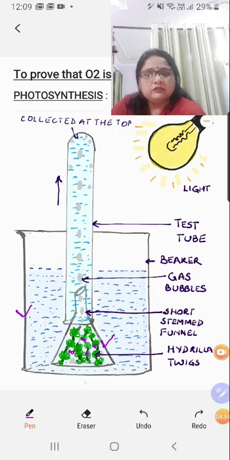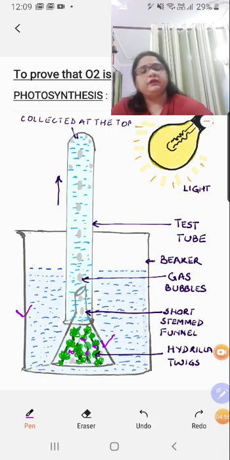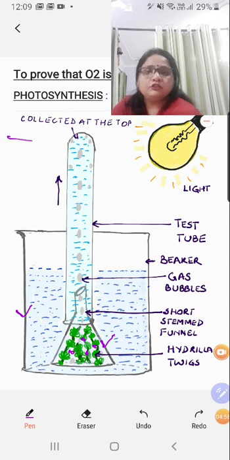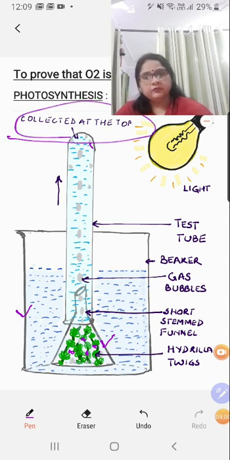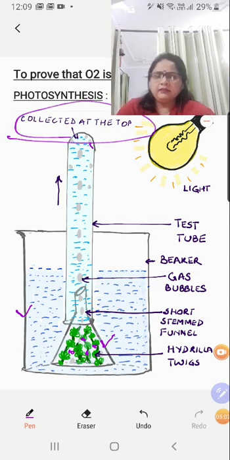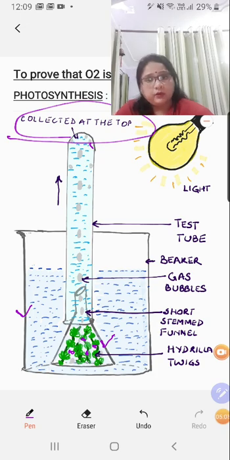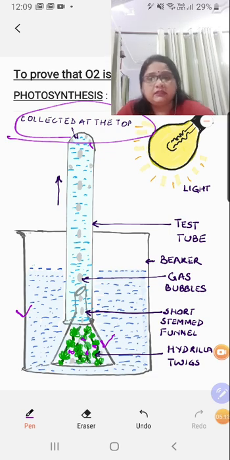So the bubbles which are going straight to the top get collected at the top, if you can see this, right? So at this time we know that yes, there are air bubbles evolved during photosynthesis, but how to check whether these air bubbles are oxygen?